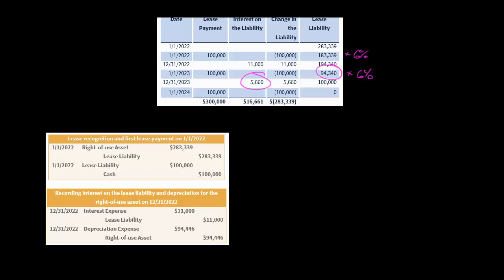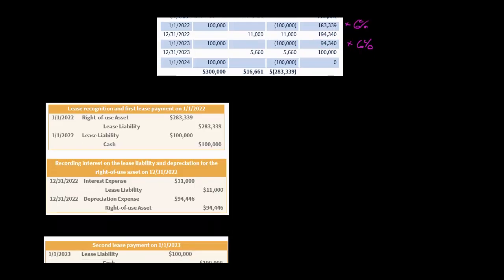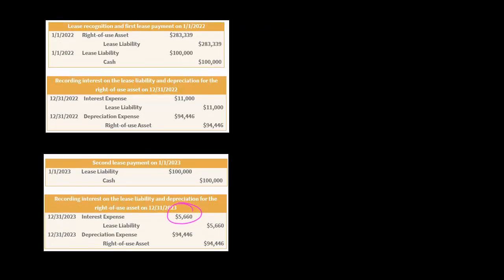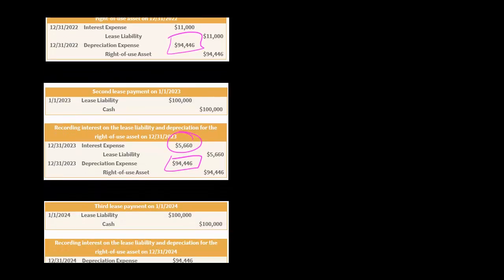We had our lease liability. Then we multiply that by our discount rate, which in this example was the lessee's incremental borrowing rate, because we didn't know the lessor's implicit interest rate. And then because we're using straight line depreciation expense, 94,446 each time. Now, third payment, reduced lease liability, it now goes to 0.